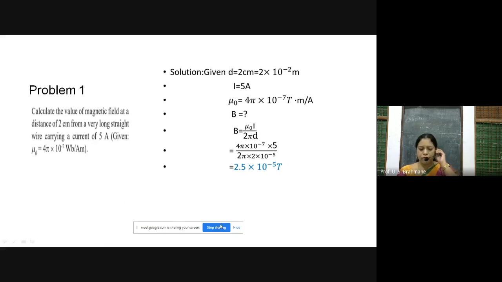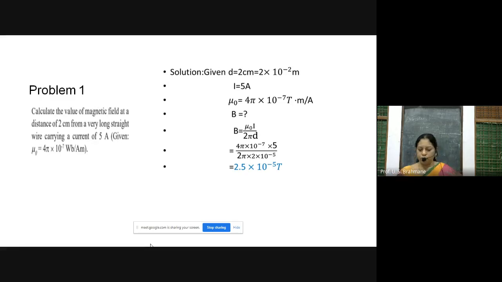Then we saw Ampere's law and its 3 applications: for a straight conductor, for a solenoid, and thirdly for a toroid. A toroid is just like a solenoid, but in the form of a tire. We saw that. Okay. Today we'll see some problems. Whatever theory we have seen, we'll try to solve some of the unsolved problems.